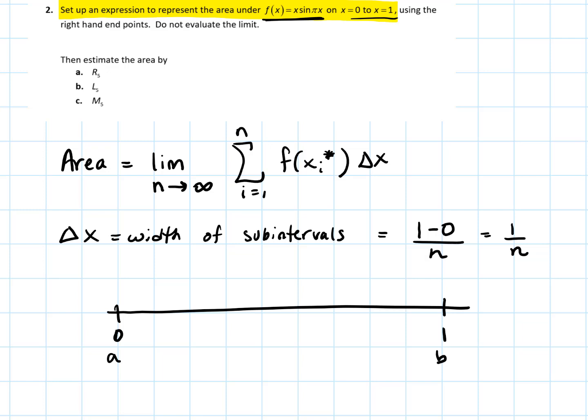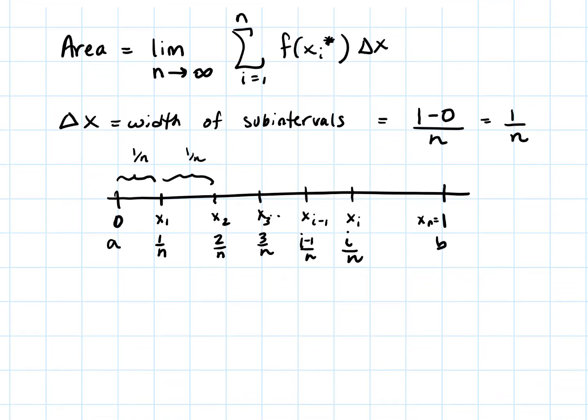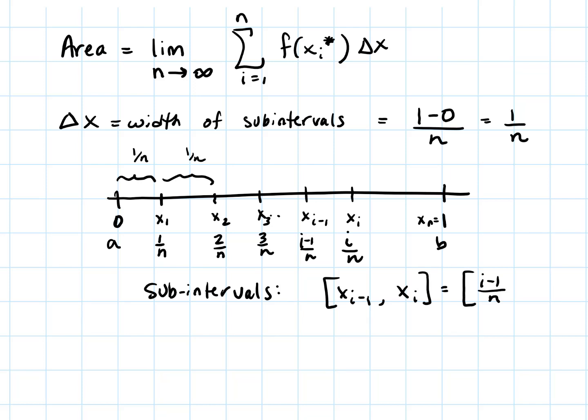So if it's 1 over n and we start at a, because each of these is going to be a width of 1 over n, the first point here, x1, x2, and so on, till we get to x sub i minus 1 and x sub i, and all the way out to x sub n, which is at 1. Each of these is 1 over n, so x sub 1 is going to be 1 over n, and then we add another 1 over n, so this would be 2 over n. This next one, x sub 3, would be 3 over n, and so forth. In fact, x sub i is going to be i over n, and x sub i minus 1 is going to be i minus 1 over n. So it turns out that our subintervals, which are each x sub i minus 1, x sub i, are going to actually be i minus 1 over n and i over n.